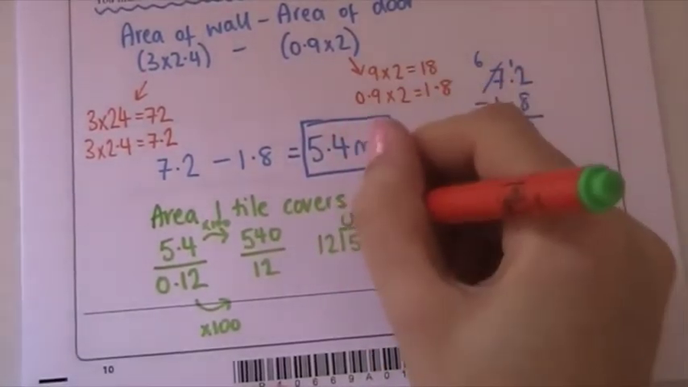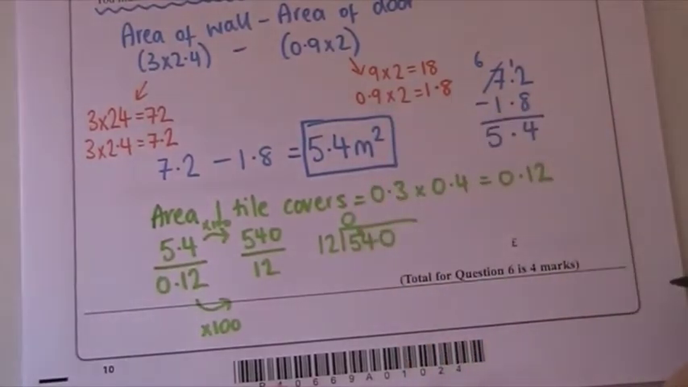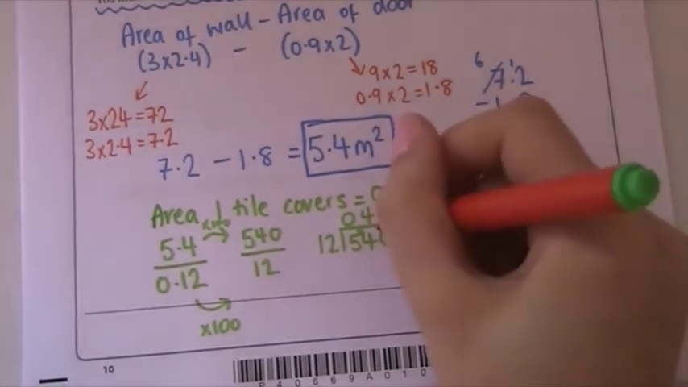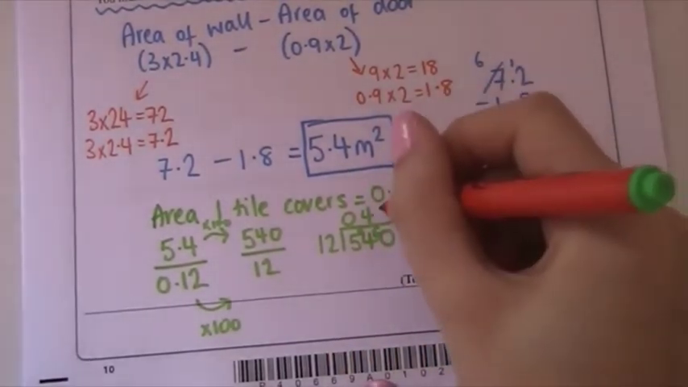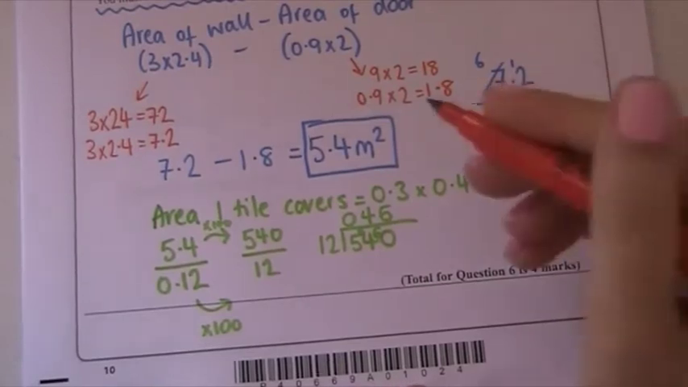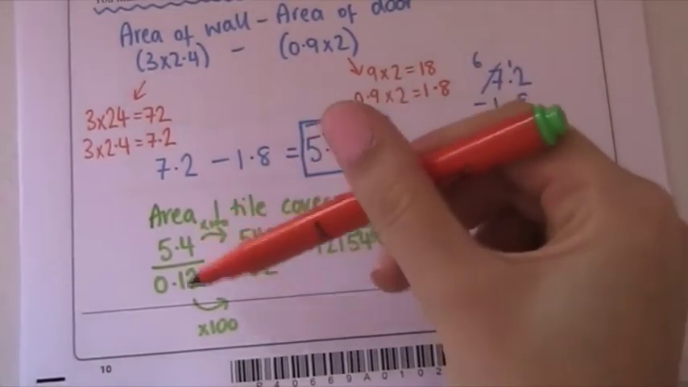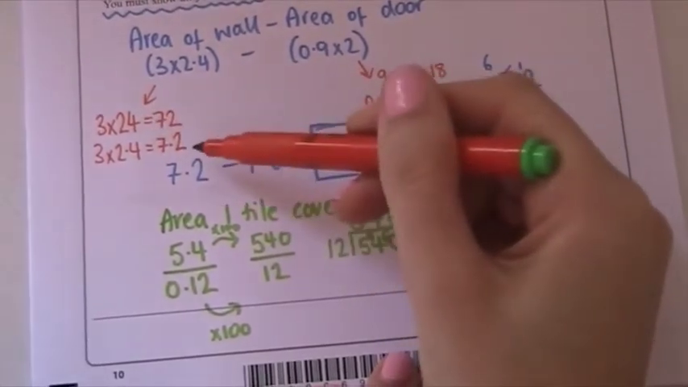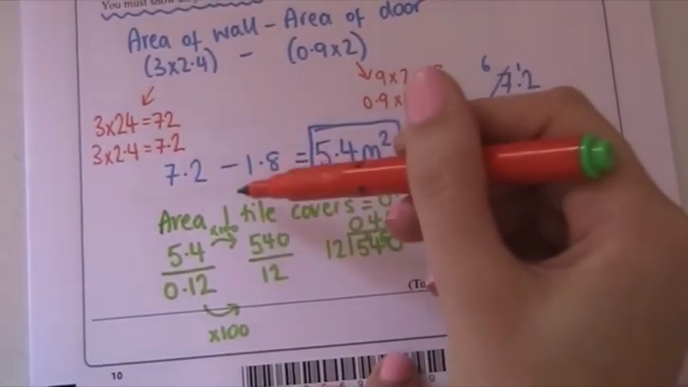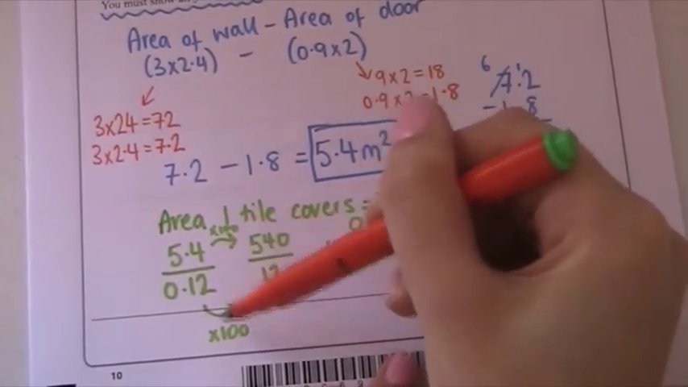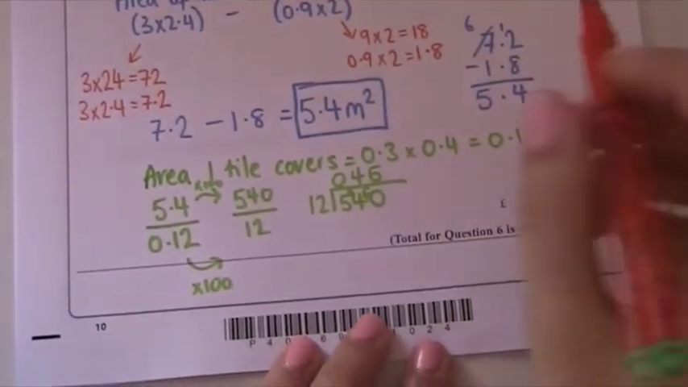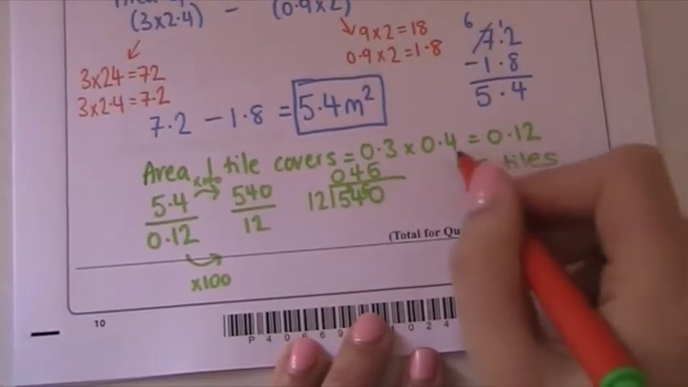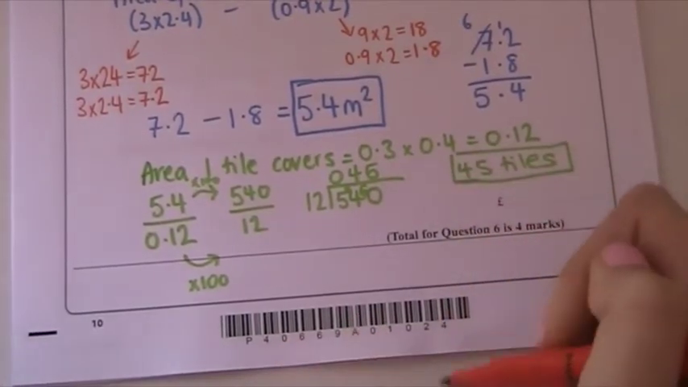12s into 5 don't go. 12s into 54. 12, 24, 36, 48 is 4. Remainder 6. And 12s into 60 are 5 times. Now we don't need to scale this back down because we timesed both of these by 100. Whereas up here, we only timesed one of them by 10, so we had to make sure we divide our answer by 10. Down here, the 5.4 has been timesed by 100 and 0.12 too. So our answer, we would need 45 tiles to decorate our area of 5.4 metres squared.